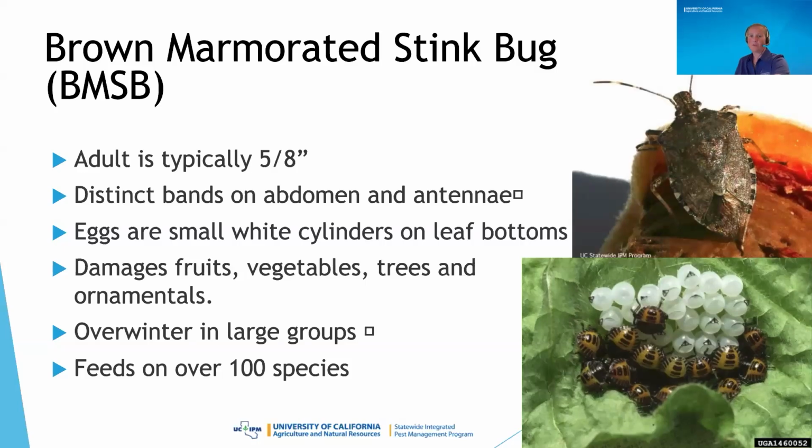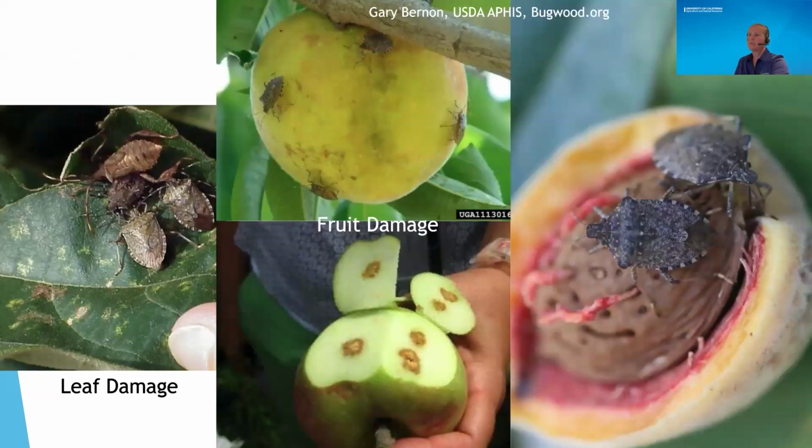So the important thing is that they overwinter in large groups. They like to hang out in your attics, walls, garages. And they don't cause structural damage, but they are a nuisance pest, and they like to chew on all of our fruit. So keep an eye out for these. Here's some examples, them hanging out on the leaves, some damage that they cause to the fruit.